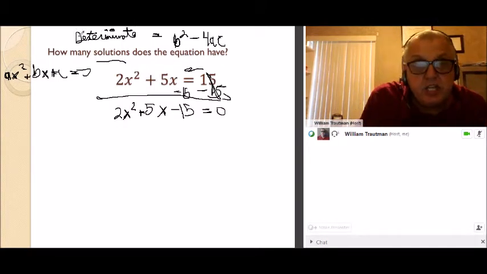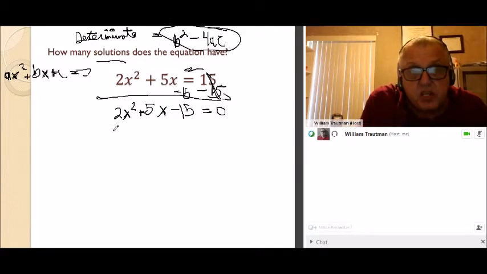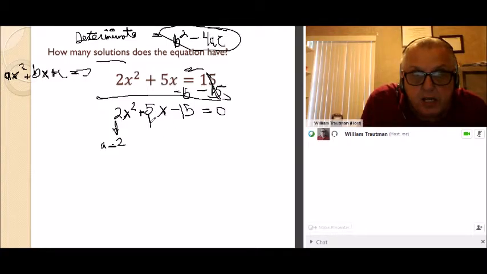Okay, so we just had to find a, b, and c. So you see we have to plug it into the determinant. So a is 2. A is the number in front of the x squared. B is 5. B is the number in front of the x. And c is negative 15.